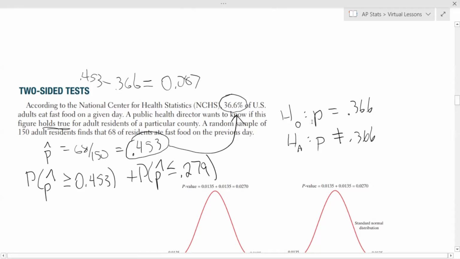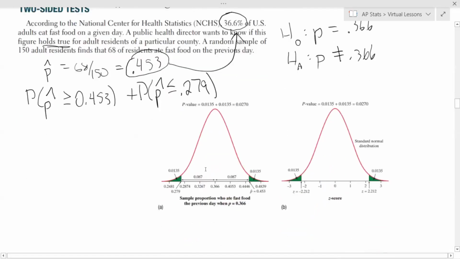Okay. So if we look at this graph here in part A, the national average is assumed to be the proportion, so that would be the middle. And then we want to know how different our sample was. So we got 0.453, which is up here. And then on the other side, if we subtract 0.087, we get 0.279.